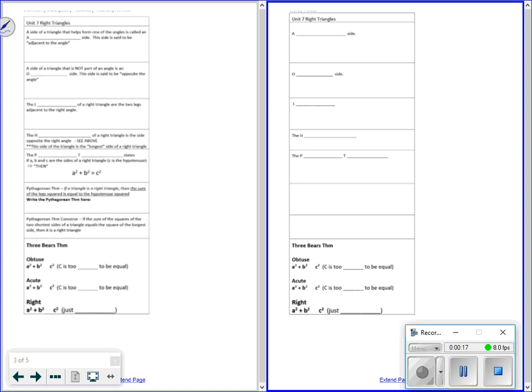Okay, first up, we're looking at our vocabulary sheet. If you don't have this already, you can certainly stop by and pick one up from me. I'll try to put a link to a copy so you can make your own if you don't have it. But first up is that first section.